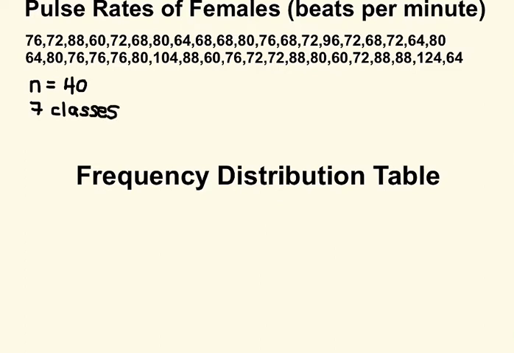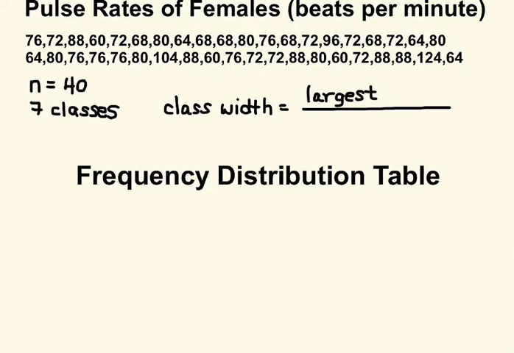Now, we have to next decide what our class width will be. So to determine the class width, what we want to do is take a ratio of our largest data value, minus our smallest data value, and divided by the number of classes. So in this case, we have 7 classes, okay?